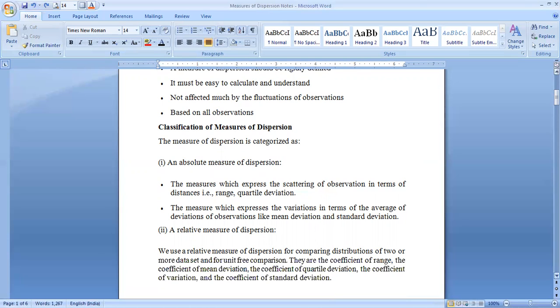And the second category of classification is the relative measure of dispersion. We use a relative measure of dispersion for comparing distributions of two or more data sets, and for unit-free comparison. They are the coefficient of range, the coefficient of mean deviation, the coefficient of quartile deviation, the coefficient of variation, and the coefficient of standard deviation.